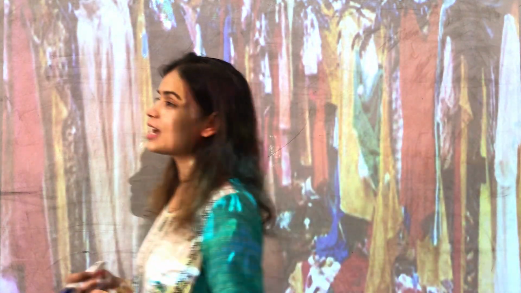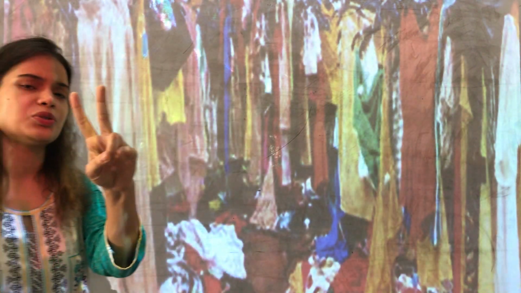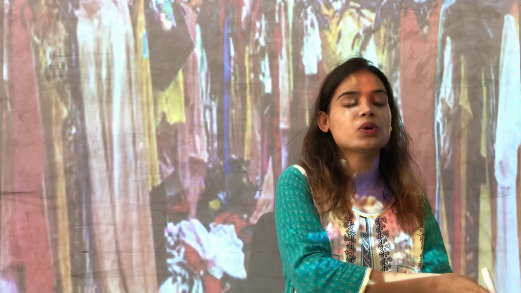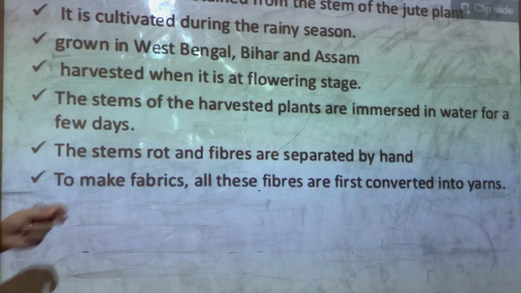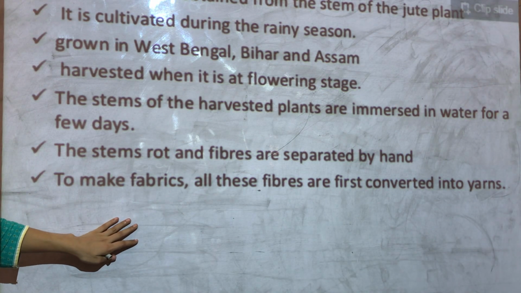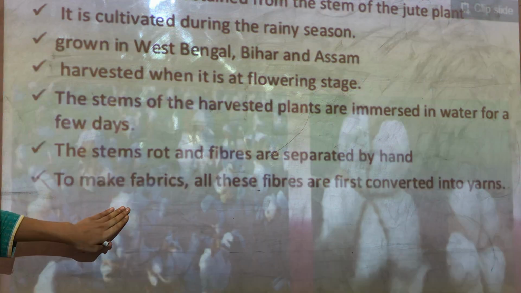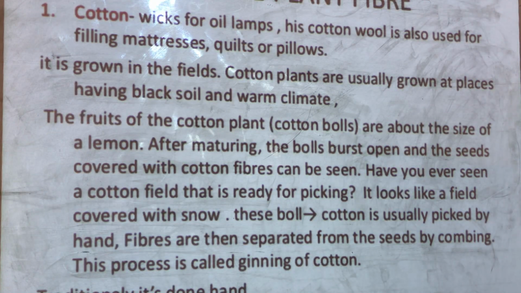Now in the last class, children, we talked about two natural fibers, two plant fibers. What were they? They were cotton and jute. Today we will see how we can convert this cotton and jute into clothes, how clothes can be woven out of these fibers. Are you ready for that? Okay. So this was the slide, children, that I discussed in the last class. You must have written that in your notes, and about cotton also.